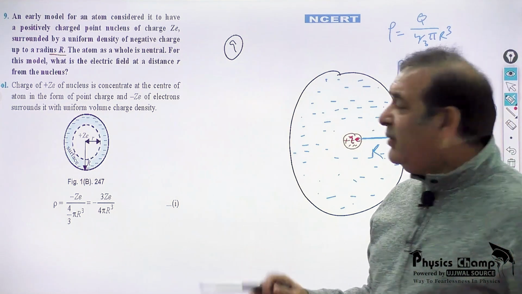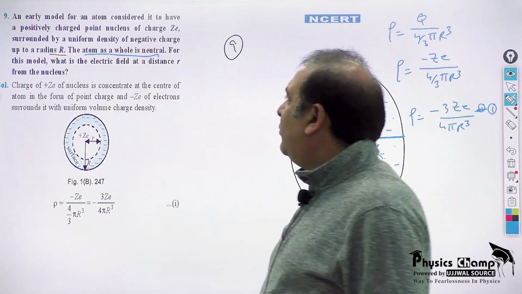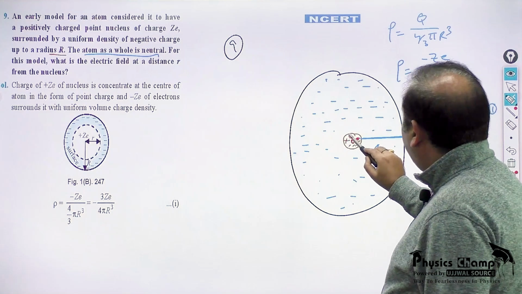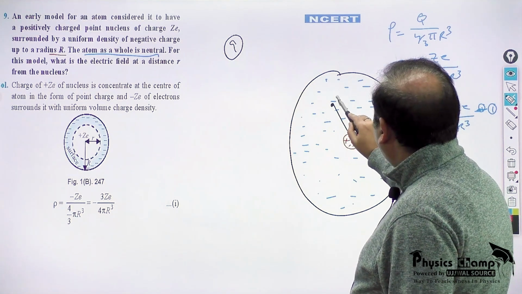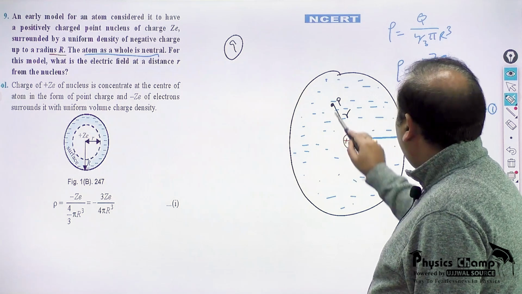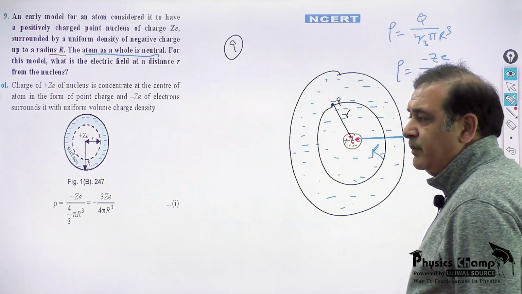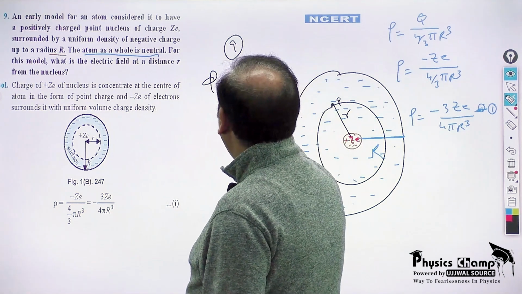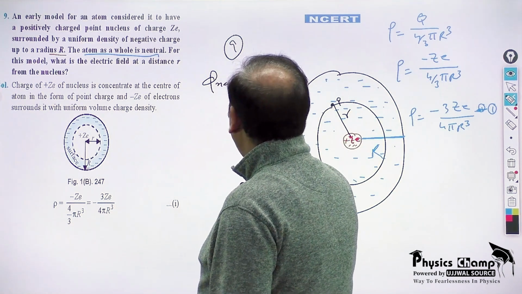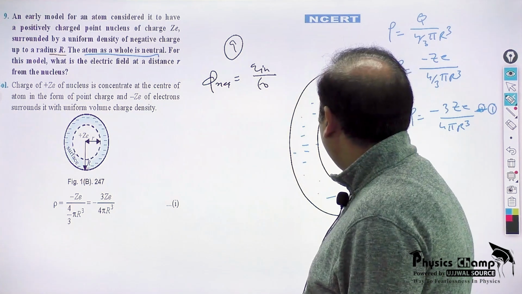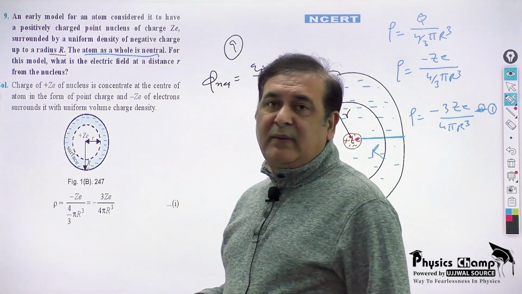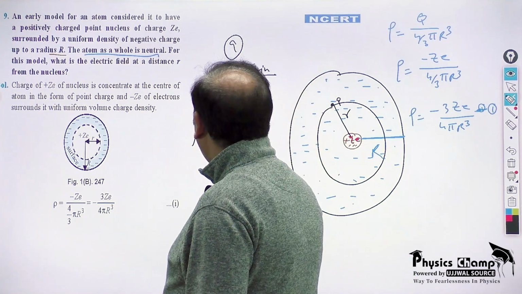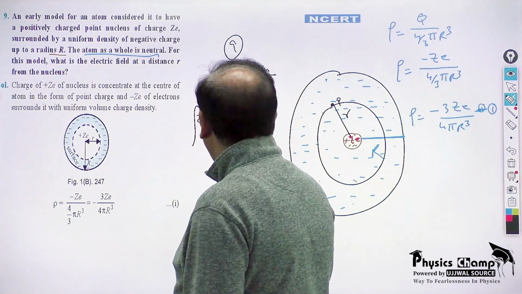The atom as a whole is neutral, that we have already thought. For this model, what is the electric field at a distance small r from the nucleus? So you have a point P at a distance small r from the nucleus. How much is the electric field here? We apply Gauss theorem, which says net flux is equal to charge inside by epsilon naught. If the Gaussian surface is a sphere of radius small r, then E dot ds is equal to charge inside by epsilon naught.